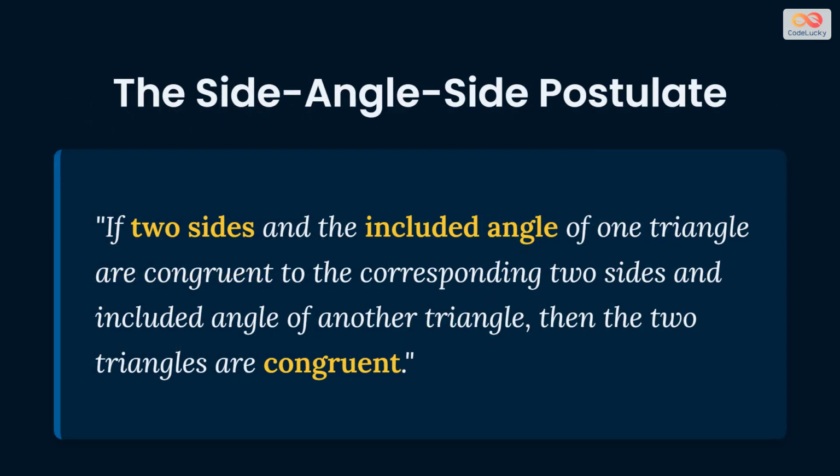Here is the postulate in its full form. If two sides and the included angle of one triangle are congruent to the corresponding two sides and included angle of another triangle, then the two triangles are congruent.